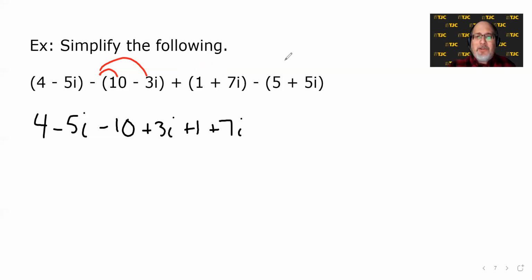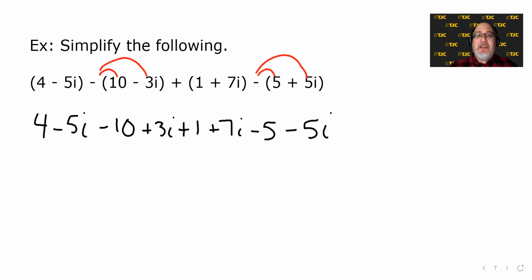But the last complex number, 5 plus 5i, is preceded by a minus in front of its parentheses. Therefore, that minus gets distributed, changing the signs of the terms inside of the last parentheses. 5 becomes negative 5, plus 5i becomes minus 5i. Now that we busted everything open, all we have to do is track down like terms and combine them. Just cleaning that up a little bit.